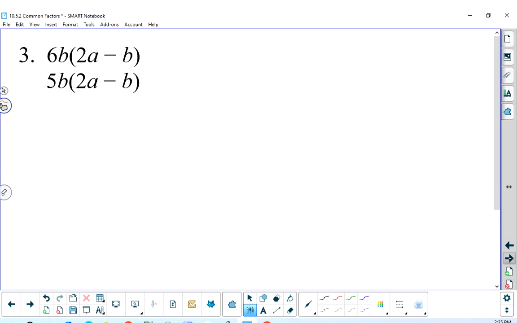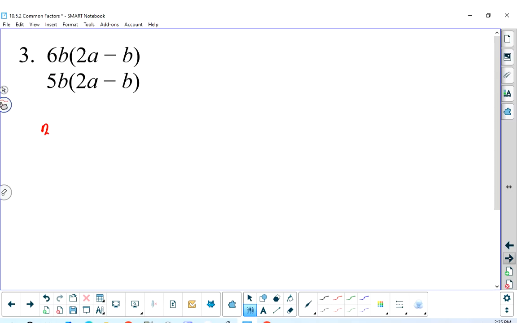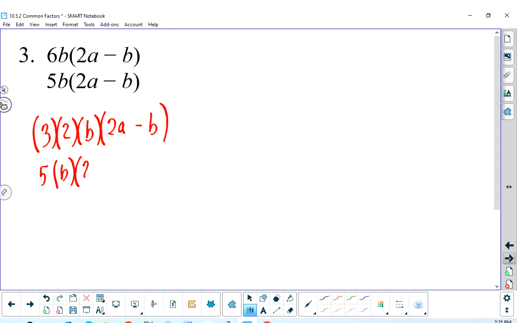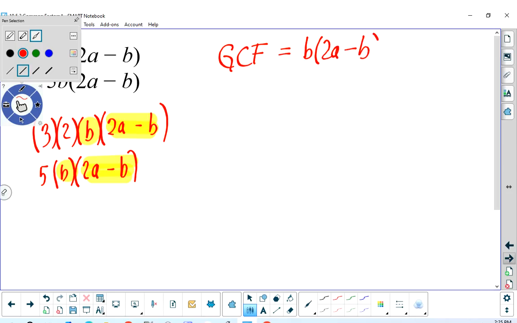Number 3, what is the greatest common factor? Well, the first expression can be written as 3 times 2 times b. And then again, this binomial is a factor by itself. The second expression is 5 times b times 2a minus b. So what is the greatest common factor? We've got a b in each, and we have a 2a minus b in each. So the GCF is b times 2a minus b.